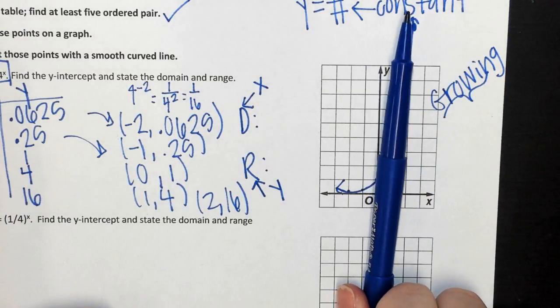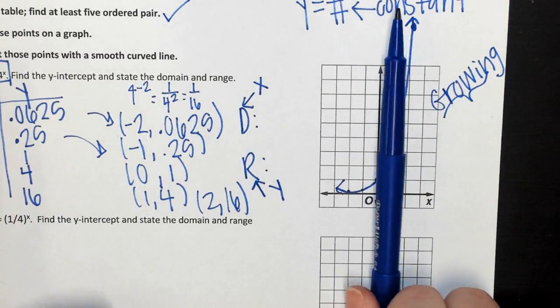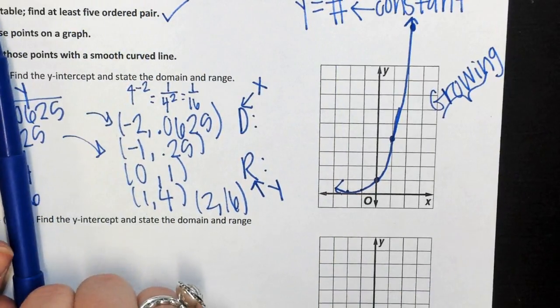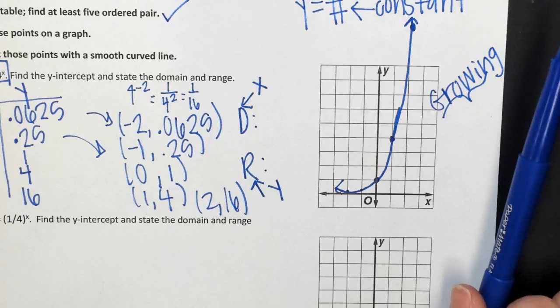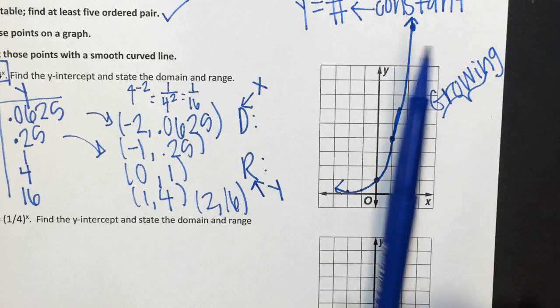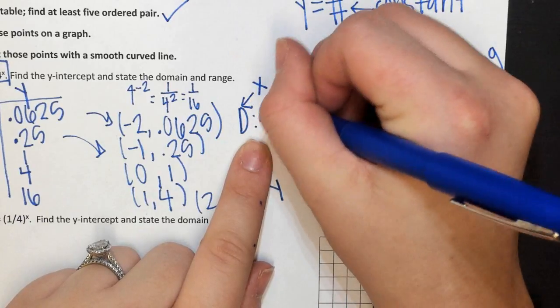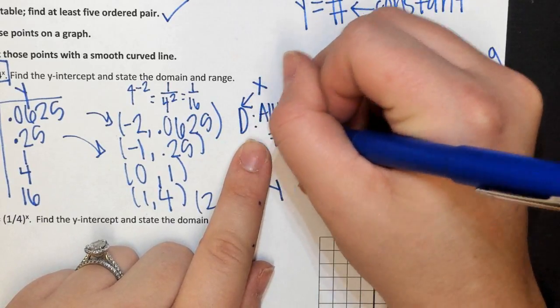Okay. How far will I go? Isn't it an arrow? So couldn't I go forever and ever? I just picked 5 points. It doesn't end there. It keeps going. So our domain is all real numbers.